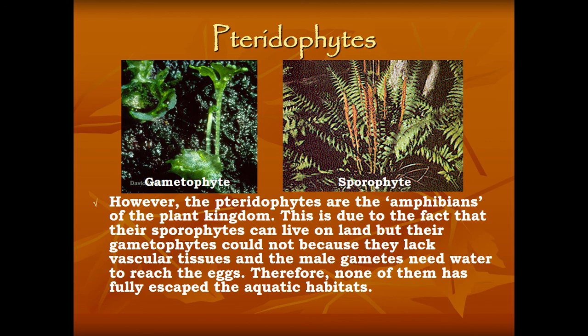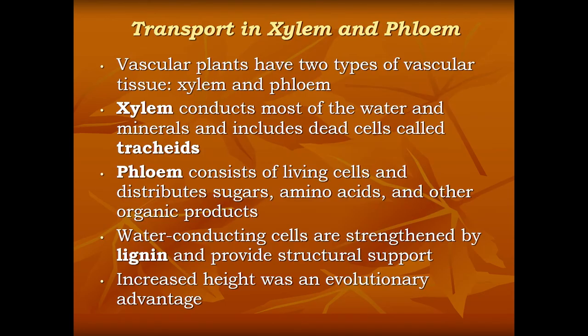However, pteridophytes are the amphibians of the plant kingdom. This is due to the fact that their sporophytes, which have a longer life cycle, can live on land. However, their gametophytes, male and female, cannot live on land because they lack vascular tissue, and the male gametes need water to reach the eggs. Therefore, none of them has fully escaped the aquatic habitat.